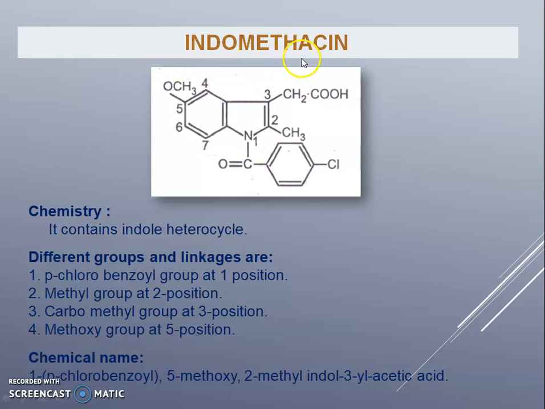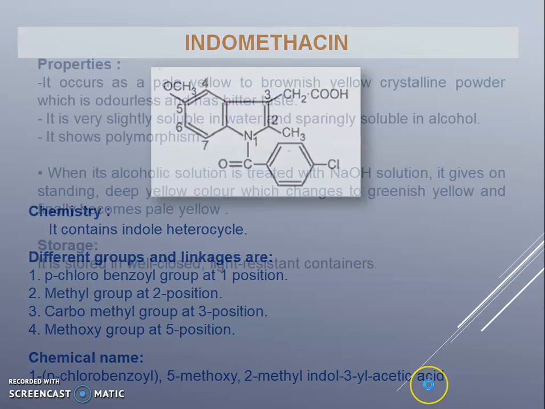First drug, indomethacin. This is the structure of indomethacin, in which indole as a heterocyclic ring is present in the structure, and the different groups and linkages present on the indole heterocyclic ring are: at 1 position it has para-chlorobenzoyl group, at 2 position it has methyl group, at 3 position it has carboxymethyl group, and at 5 position it has methoxy group. Therefore chemical name is 1-para-chlorobenzoyl 5-methoxy 2-methyl indole 3-yl acetic acid.